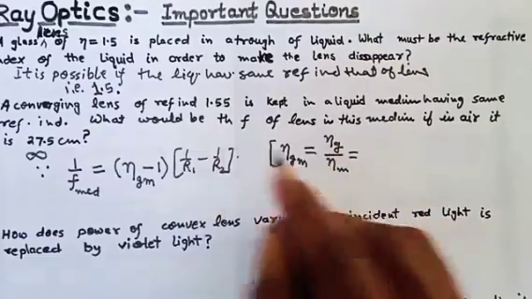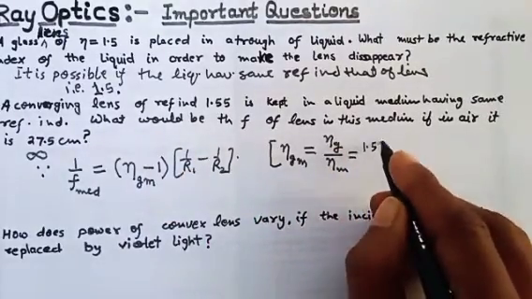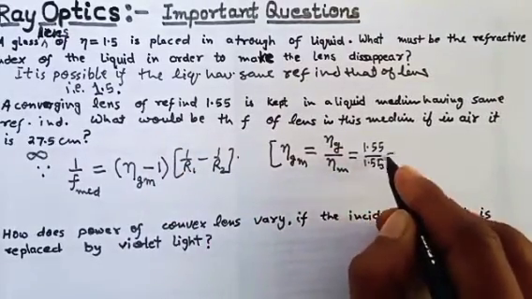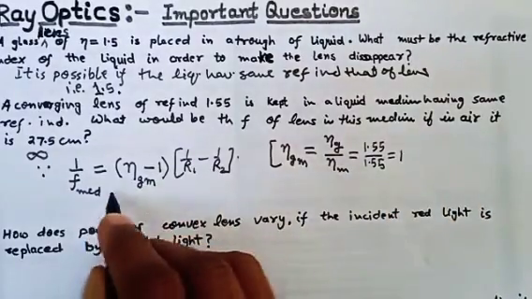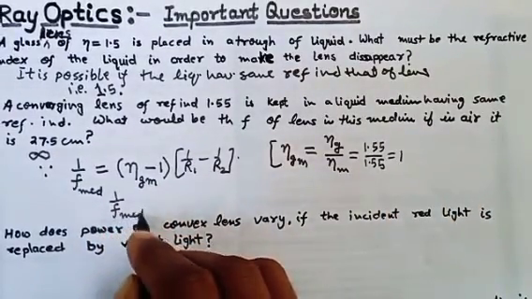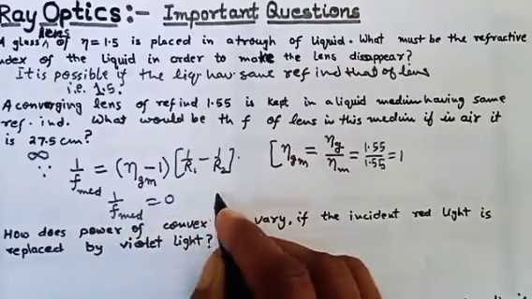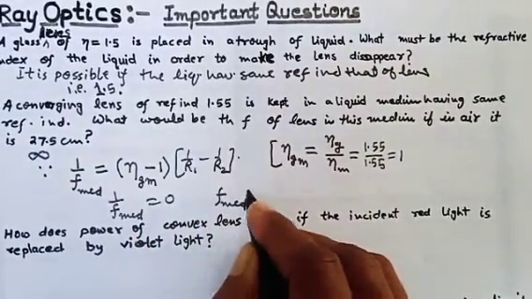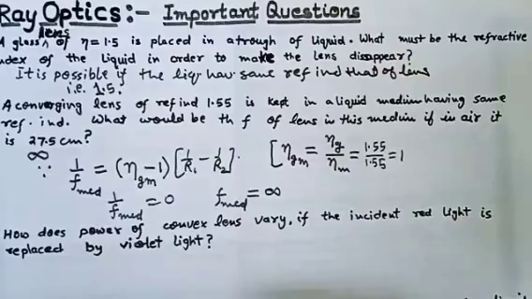So for glass, they have said for both it is 1.5. So that is why it is 1. And if we put it here, 1 upon f in that medium, in that liquid, is 0. So if we reciprocate it, f in medium is equal to infinite. Both ways you can express.